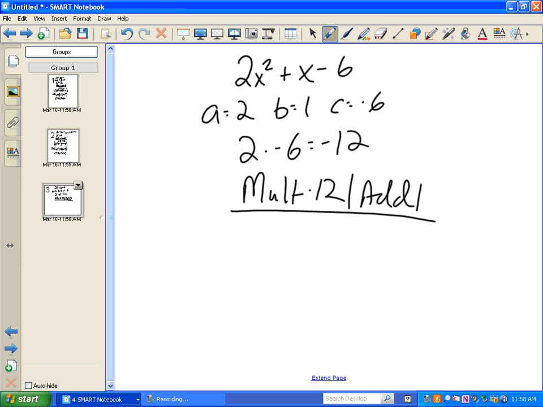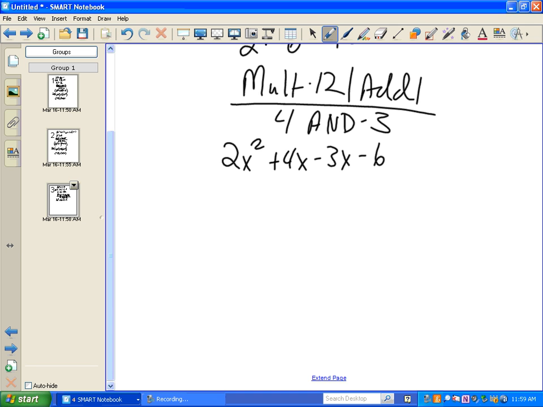Good. Multiply to negative 12, add to 1. What two numbers do that, Nick? Good. From here, Ryan, what do we do? Good. 2x squared plus 4x minus 3x minus 6.